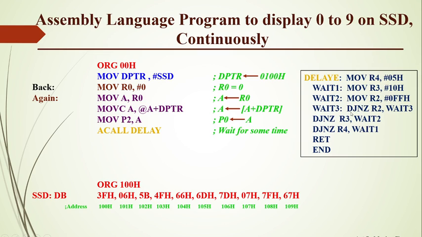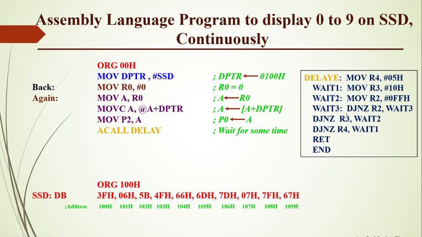Now the next instruction is DJNZ R2. Here the content of register R2 will be decremented and checked every time whether it is equal to 0 or not. If it is not 0, then go to the label WAIT3, which is given to the same instruction. So it will remain here till R2 is equal to 0. When R2 becomes 0, it will go to the next instruction, that is DJNZ R3.